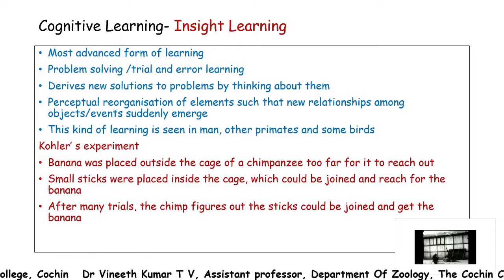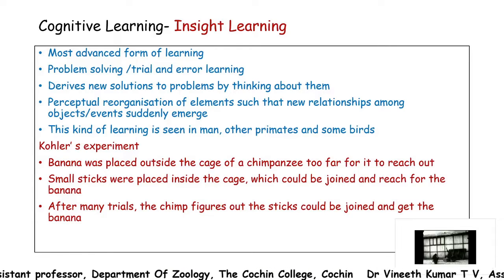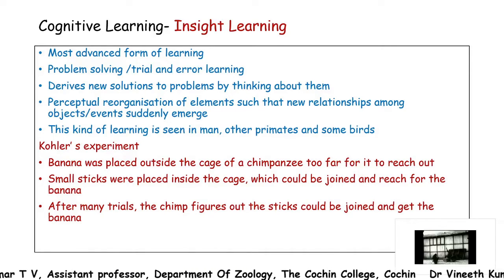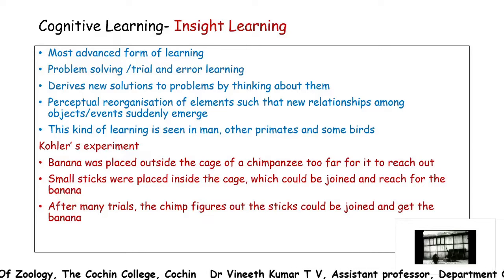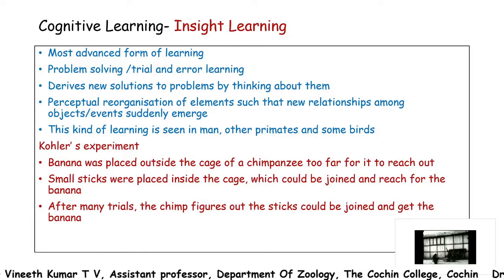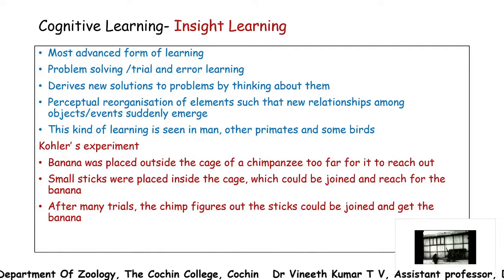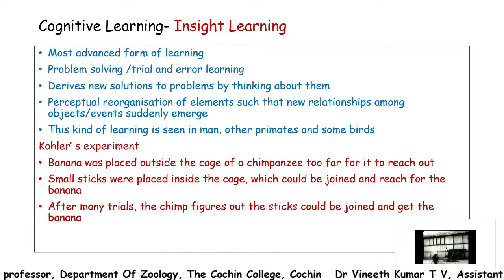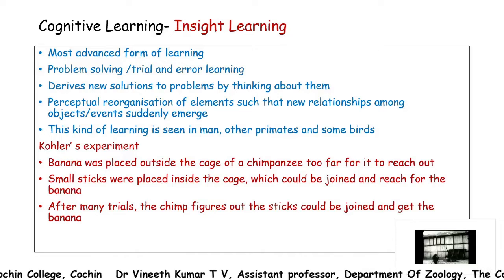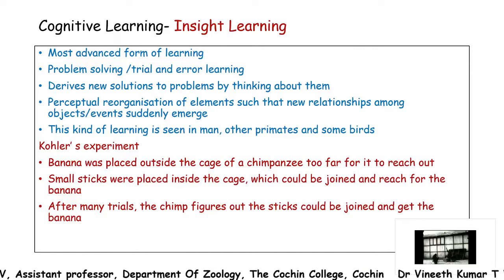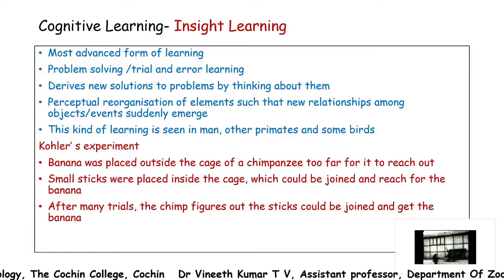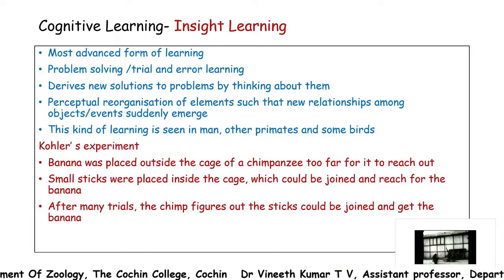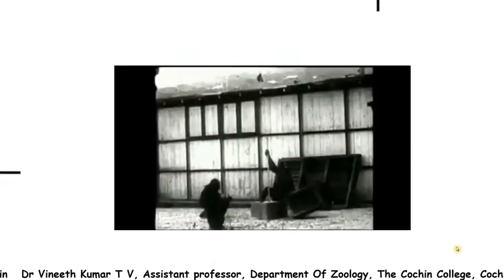So here in this type of learning, the particular individual derives a new solution to a problem by thinking about it, and that is why it is called problem solving type of learning. Perceptual reorganization of elements, such as forming new relationships among objects or events, suddenly emerges. So that is what is called the solution. This type of learning is seen in man, other primates, and some birds. The experiment to prove insight learning was done by Kohler in chimpanzees. So we'll first see the particular experiment and come back.